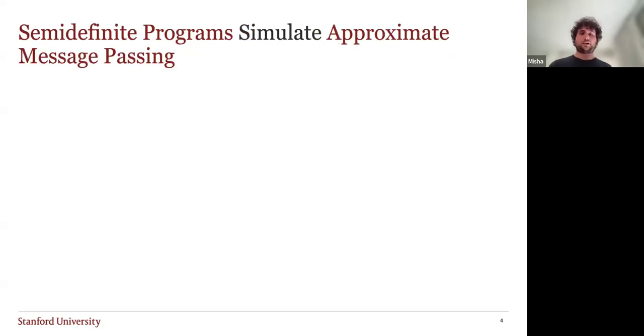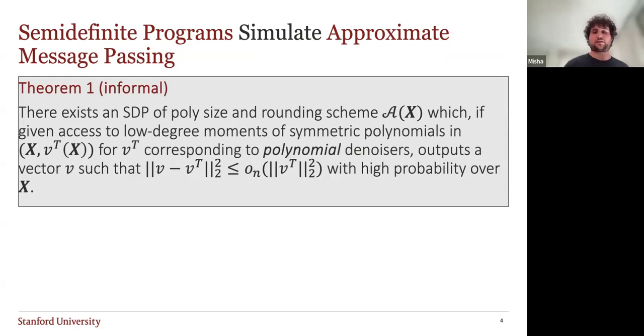Great. So this brings us immediately to our first result. It's that semi-definite programs can simulate approximate message passing. In particular, our main theorem is as follows, that we can construct an SDP of polynomial size and associated rounding scheme, which can recover an almost optimal solution.